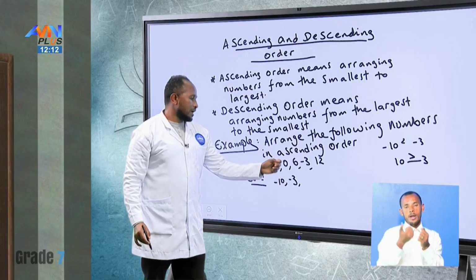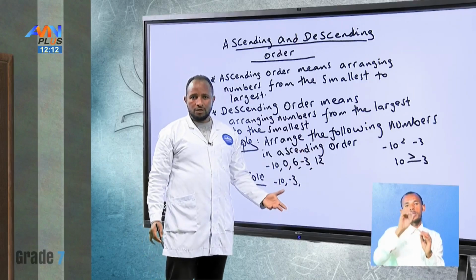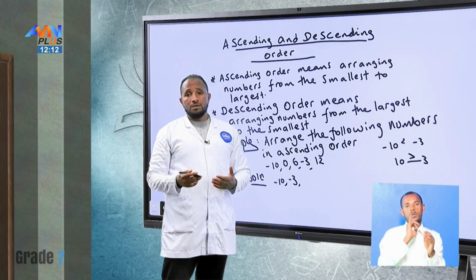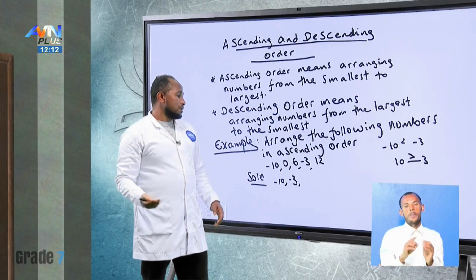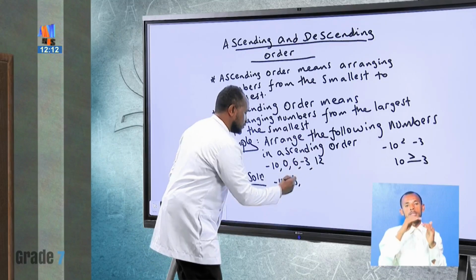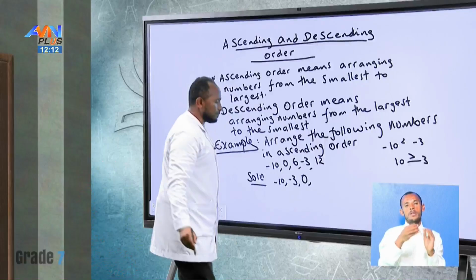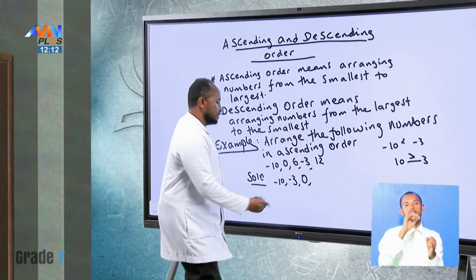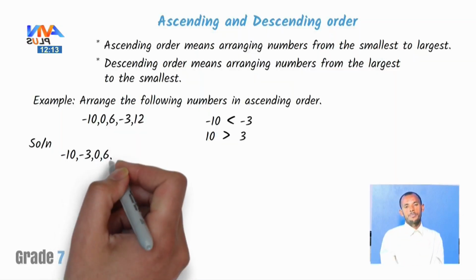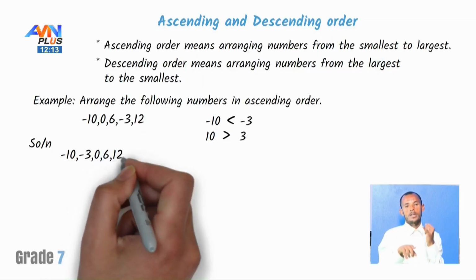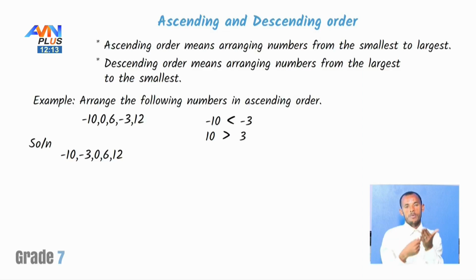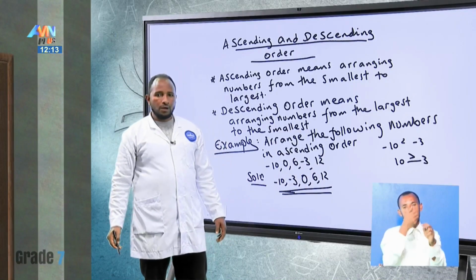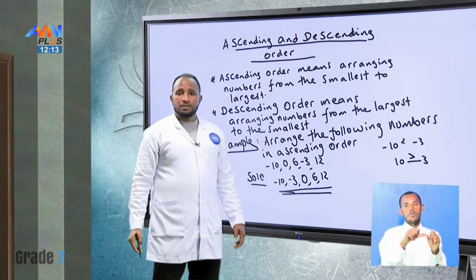Okay, so we arranged these two. The remaining numbers are 0, 6, and 12. So when you compare these three numbers, 0 is smaller than positive numbers. Therefore, 0 is the smallest of 0, 6 and 12. Now, when you compare 6 and 12, 6 is smaller than 12. So the next number is 6. And finally, you will have 12. Therefore, this is the ascending order of these numbers. Now, let's continue to the second example.